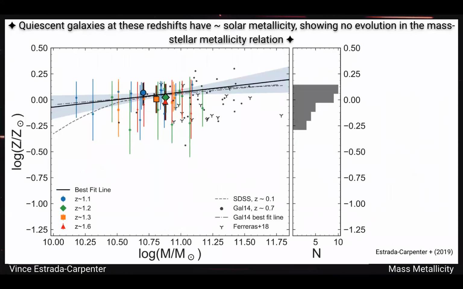And doing so, I was able to get a decently large sample of massive quiescent galaxies between redshifts 1 and 2 and measure the mass stellar metallicity relationship. And what we found was that this relationship, at least in this mass range and up to these redshifts, does not evolve as a function of redshift. Massive quiescent galaxies in this mass range, once they quench, have about a solar metallicity.